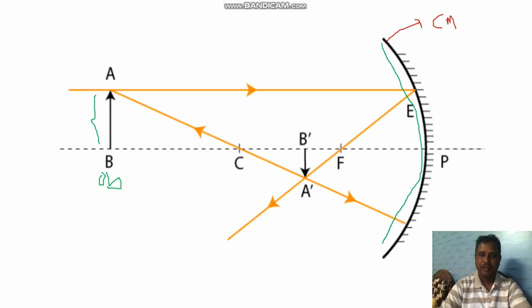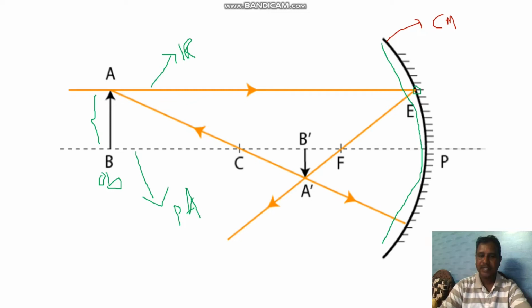Now this is the incident ray. We must know how it is incident. It is incident parallel to the principal axis. This is called the principal axis. Okay. So this is the incident ray because it is incident at a point of incidence. Now, with what angle of incidence is it incident?